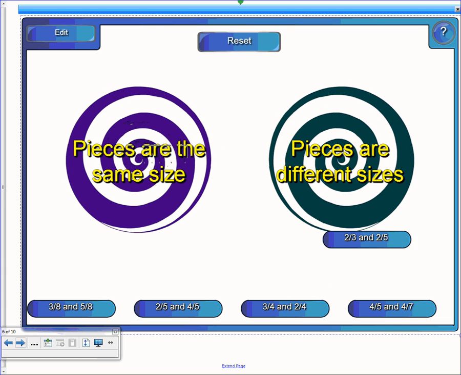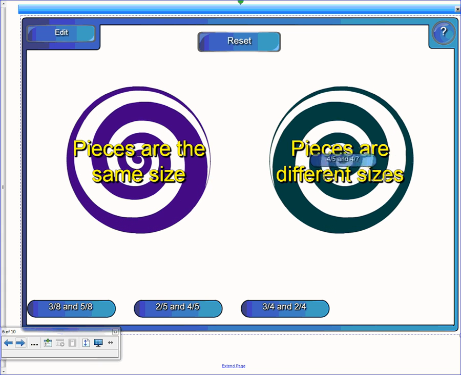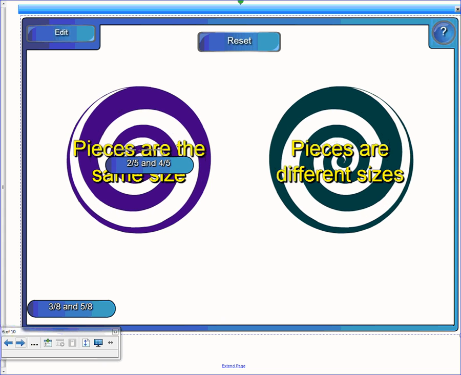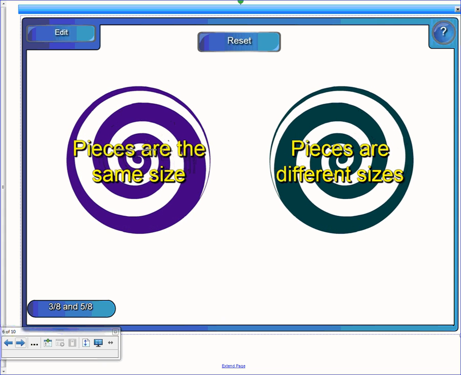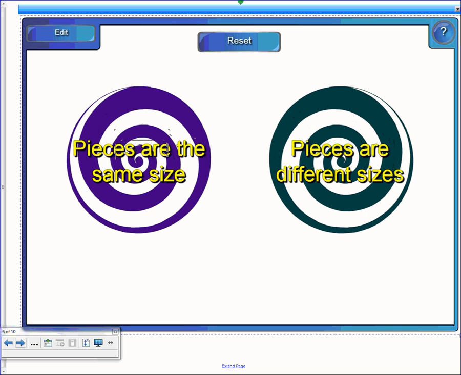2/3, 2/5. Our sizes are different. 4/5, 4/7. Our sizes are different. 3/4, 2/4. They're the same. 2/5, 4/5. They're the same. 3/8, 5/8. They're the same because it's the same denominator. Same denominator, same size piece.